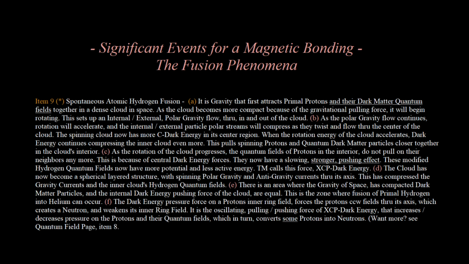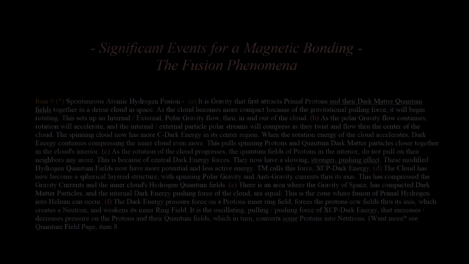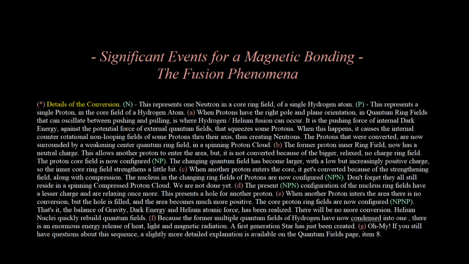F. The dark energy pressure force on a proton's inner ring field forces the proton's CCW fields through its axis, which creates a neutron, and weakens its inner ring field. It is the oscillating, pulling, pushing force of XCP dark energy that decreases pressure on the protons and their quantum fields, which in turn converts some protons into neutrons. Want more? See quantum field page, item 8.